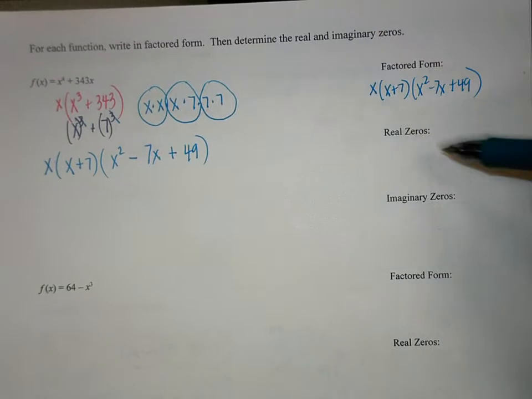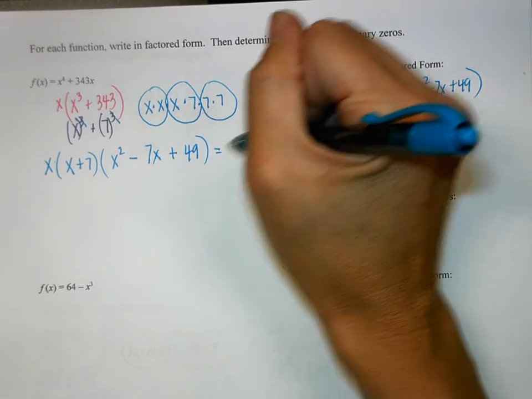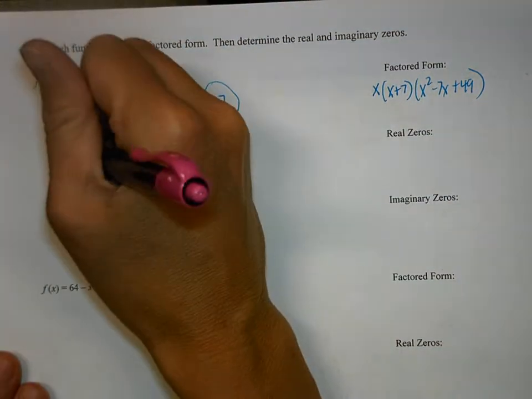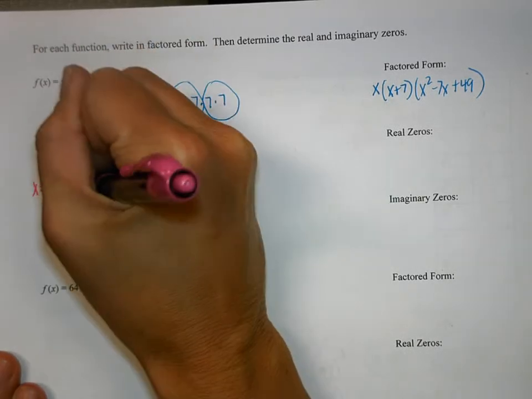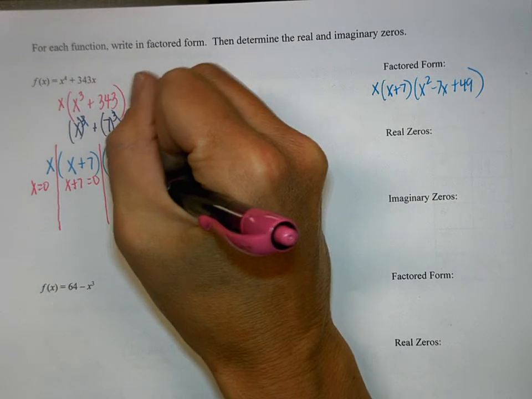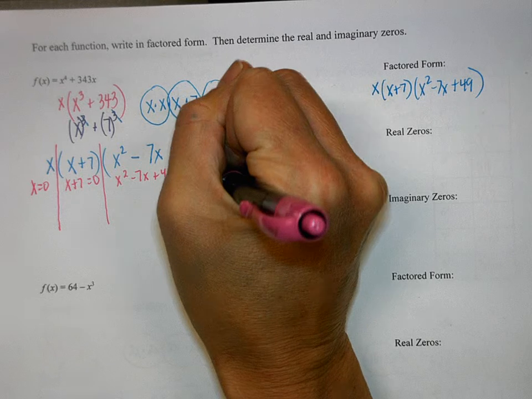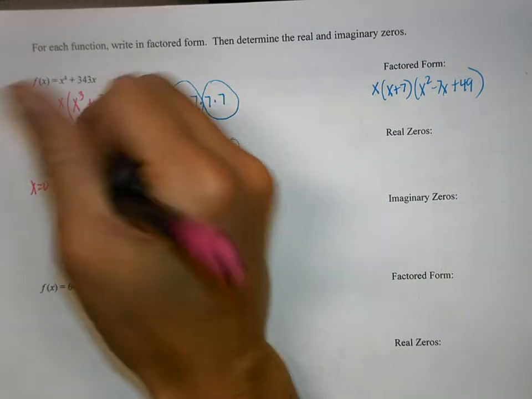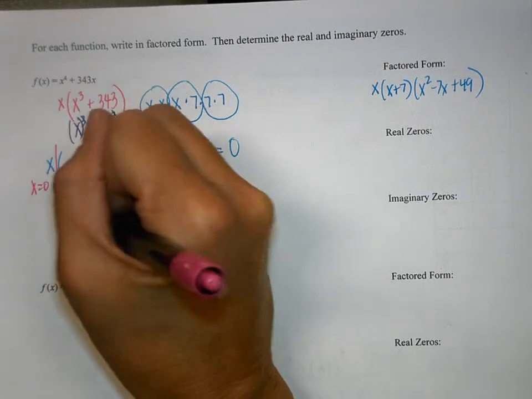Next, now that it's in factored form, and because this was f of x equals, we can set these equal to 0. So we go ahead and mark these down, and so here we have x equals 0. Here we have x plus 7 equals 0. And then here we have x squared minus 7x plus 49 equals 0, and we're going to solve each of them. This one equals 0, already done. This one we would subtract 7 to both sides, and we get x equals negative 7.